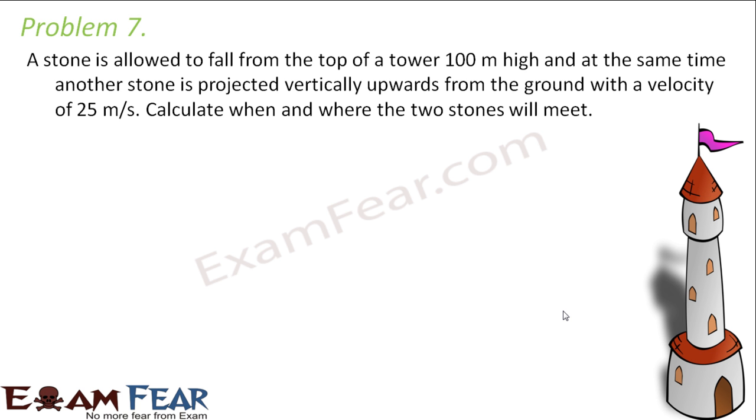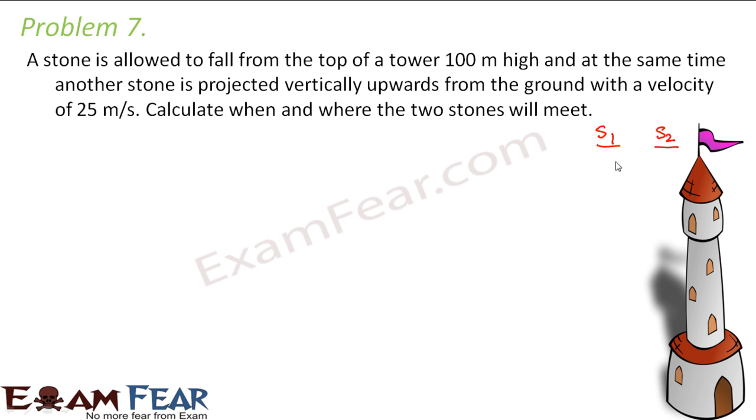Let us look at problem 7. Here the problem says a stone is allowed to fall from the top of a tower 100 meters high, and at the same time another stone is projected vertically upwards from the ground with a velocity of 25 meter per second. So let us suppose we have two stones, S1, stone 1 and stone 2. These are the two stones.